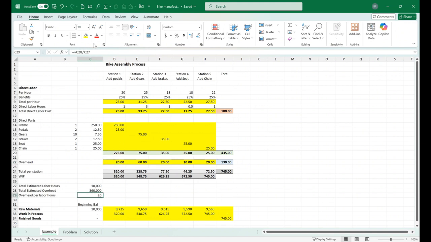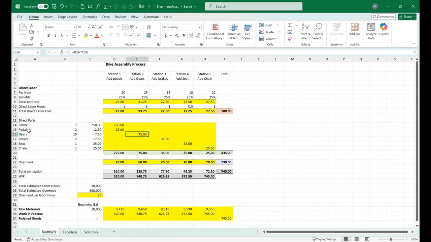So the overhead is going to be, you'll have to determine that. Again, total estimated overhead is going to be $360,000. And we estimate labor hours, so that's our activity. So that again comes to $20. And so quantity times rate. Quantity is 1 hour direct labor times $20. And so you just go down here.